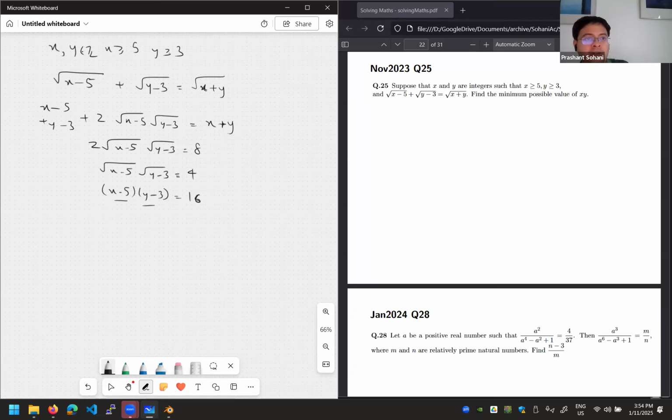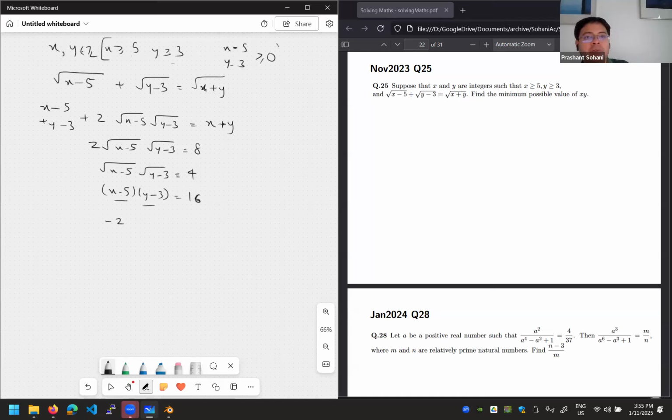So then I just need to consider what are the ways to factorize the 16 into these two terms. And here, this information that x is greater than 5 and y is greater than 3 is also important. Or in other words, x minus 5 and y minus 3 are both positive. They cannot be 0. So I need to consider only positive roots. Otherwise, I have to consider negative.